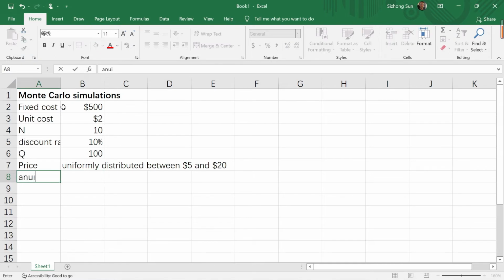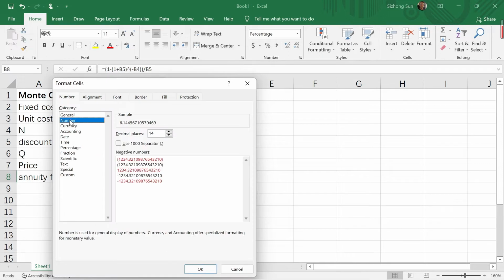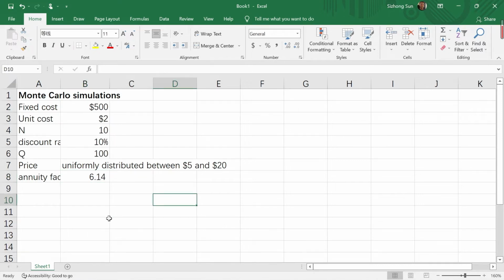So let's calculate the annuity factor first, which is equal to 1 minus (1 plus i), which is B5, raised to the power of negative n, which is B4, divided by i, B5. So that's the annuity factor. Okay.